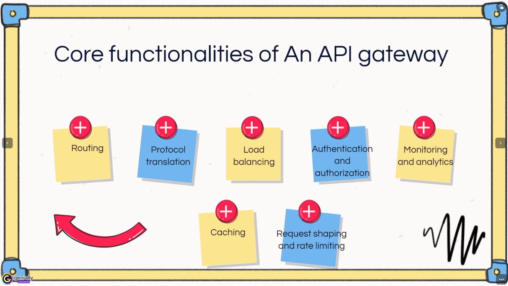Next, authentication and authorization. It means validating users and ensuring they have permission to access the API. Next, monitoring and analytics. It's tracking API usage metrics and analytics such as request rates, latency, and traffic spikes. Next, caching. It's storing response data to improve performance by reducing the need for backend calls. And next, request shaping and rate limiting. It's managing traffic by limiting the number of requests clients can make to the backend.